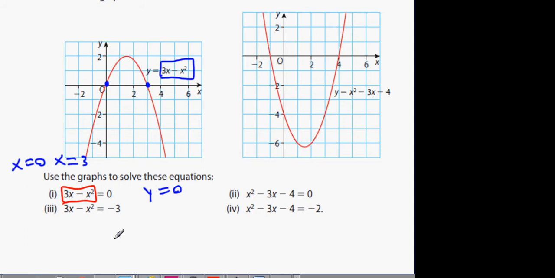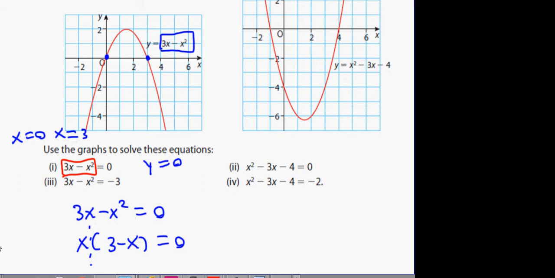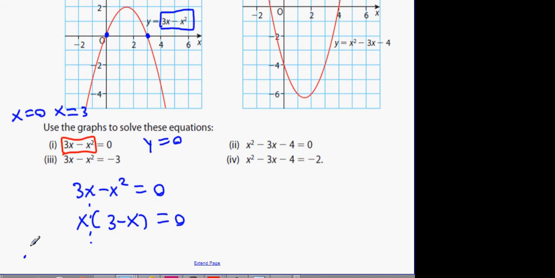I'm going to solve this algebraically as well. What can you take out of both of these? You don't have to do this, by the way. I'm just showing you how to, as a backup. Yes. Take out x and you're left with 3 minus x. Either the first number equals 0 or the second number equals 0. First number equals 0 will be x equals 0. Second number will be 3 minus x equals 0. Bring the x out the other side and we get x equals 3. Everybody happy with that? Right, next one.